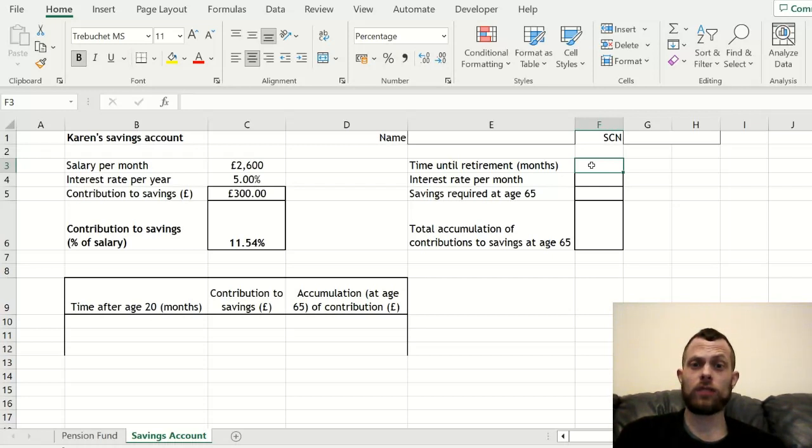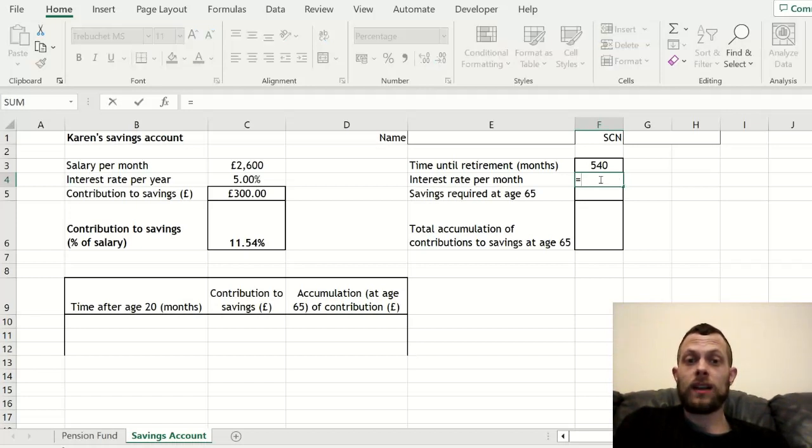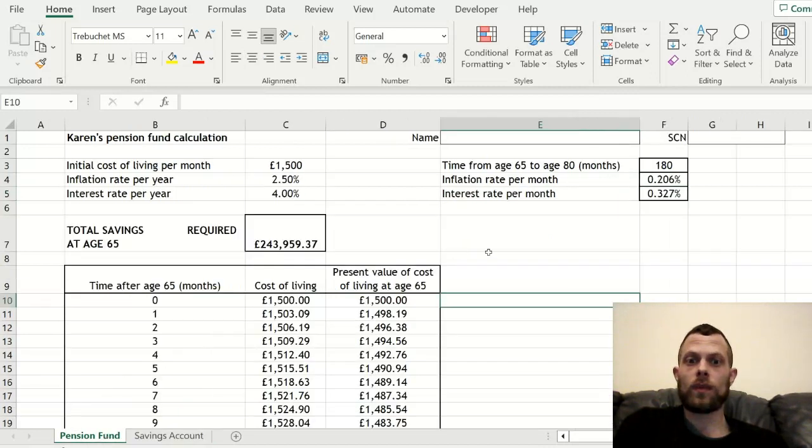Now the time until retirement, it's from age 20 through to 65, so it's 45 years, 45 times 12. So we can just type in equals 45 times 12. It tells us it's 540 months. The interest rate per month uses a similar formula that we've seen many times before to convert from an annual rate to a monthly rate. Hopefully you're learning that by now.